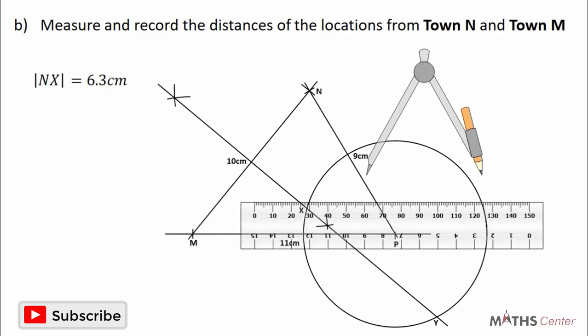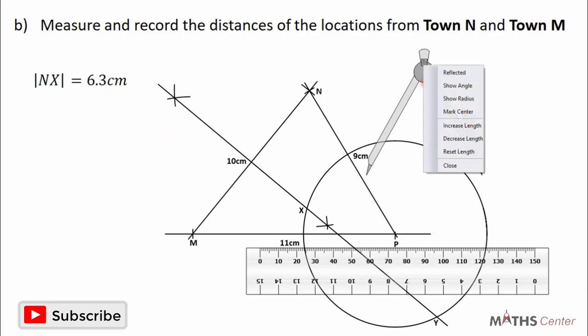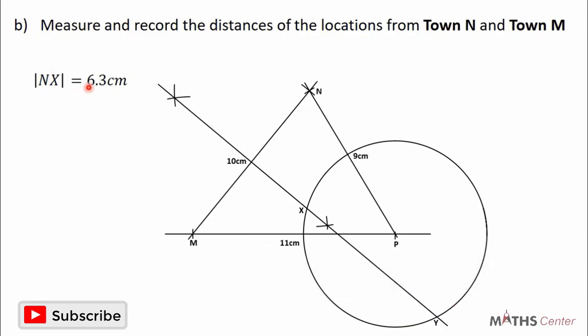But initially, the distances between the towns were given to us in kilometers. Here, the distance NX we have is in centimeters. So we have to convert the distance from centimeters to kilometers. I'm going to take the compass and the ruler off so that we can do that. To convert the distance from centimeters to kilometers, we have to use the scale that was given to us. The scale given to us is 1 centimeter is to 2 kilometers. This means that every 1 centimeter is equal to 2 kilometers.